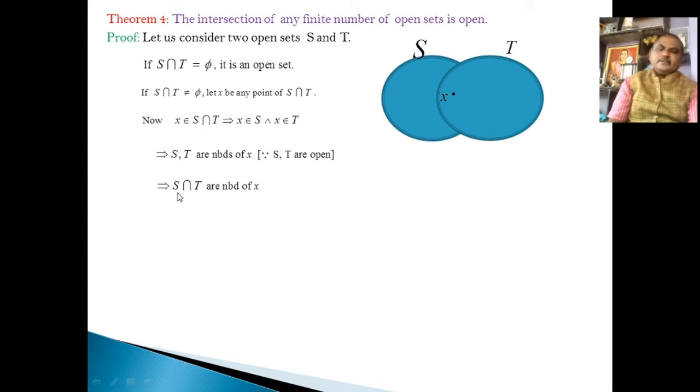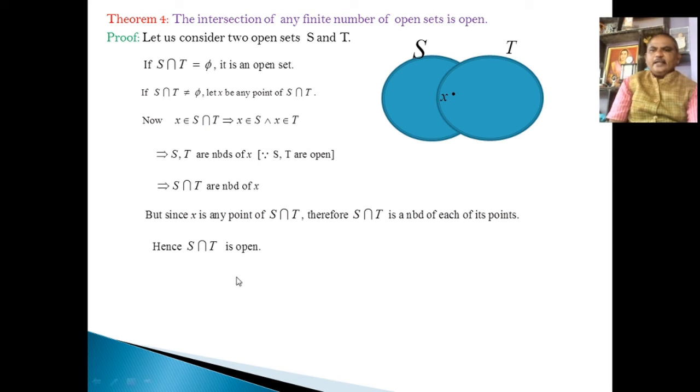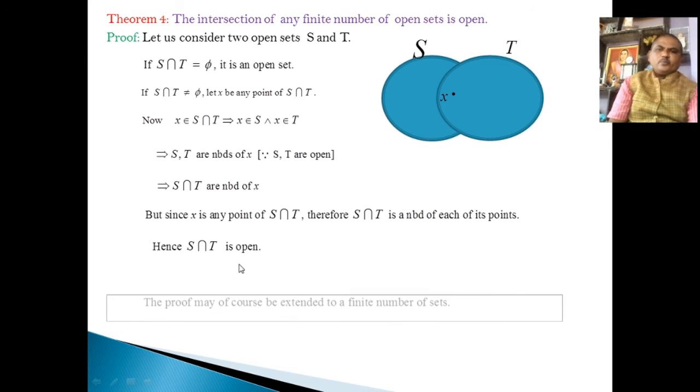This implies S intersection T are the neighborhood of x. S and T are the neighborhood of x means the intersection of these two sets is also again the neighborhood of the point x. But since x is any point of S intersection T, x is an arbitrary point of this intersection, and therefore S intersection T is a neighborhood of each of its points. Hence, S intersection T is open.